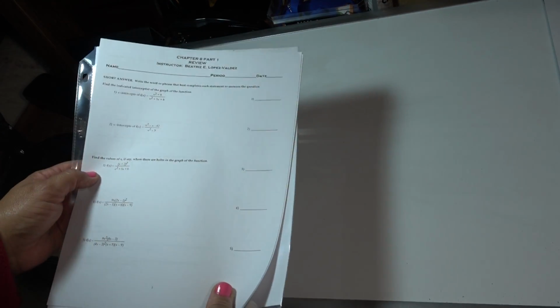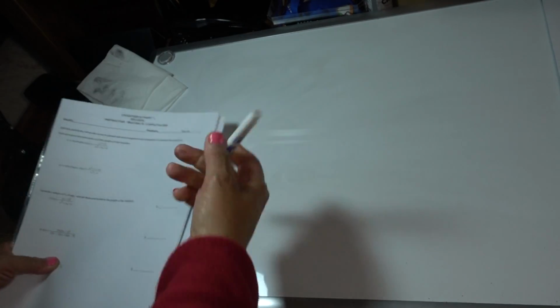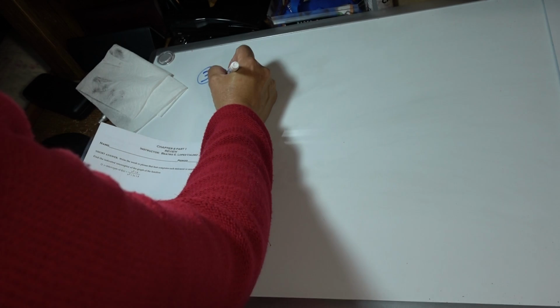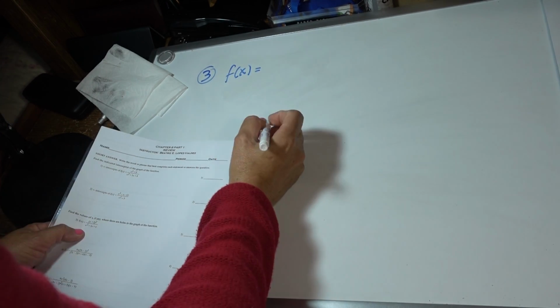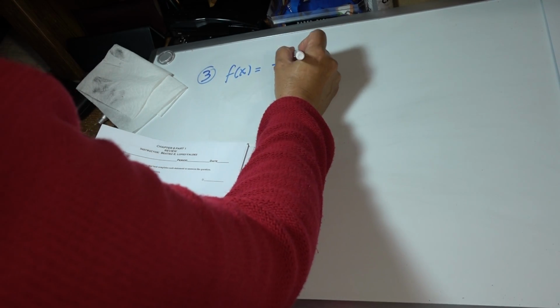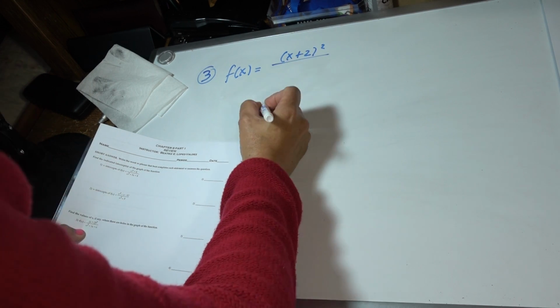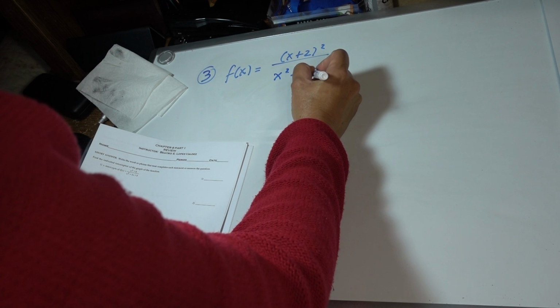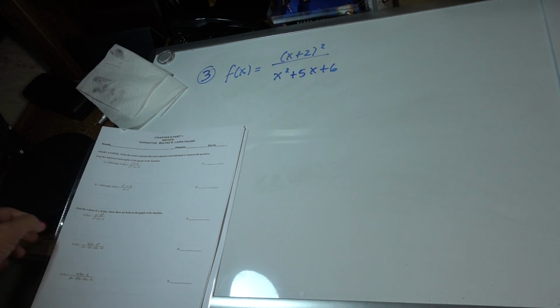See, for example, problem number 3. I'm going to solve number 3 and number 4. Okay. Number 3. This is f of x equals x plus 2 squared over x squared plus 5x plus 6. So let's start by factoring the top and the bottom of the problem.